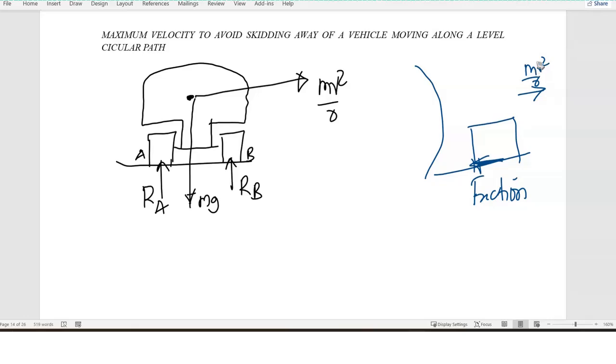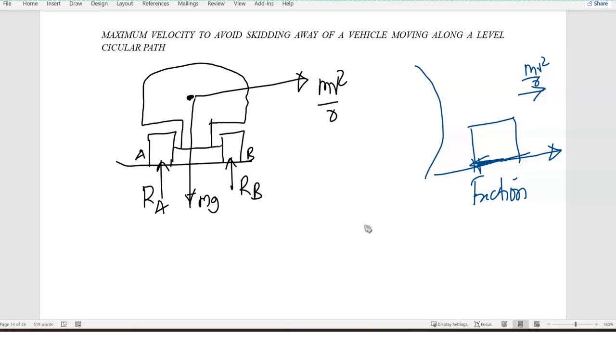The force of mv squared out of r must be greater than the force of friction between the tires and the ground. If that happens, then you'll have skidding out of the circular path. So when you skid away, obviously it is like sliding over, this vehicle when it is negotiating a corner.